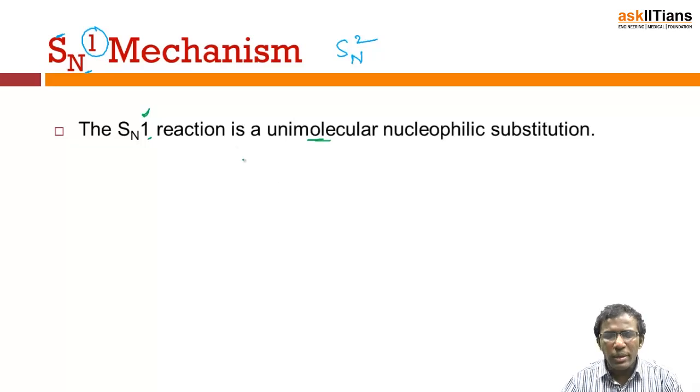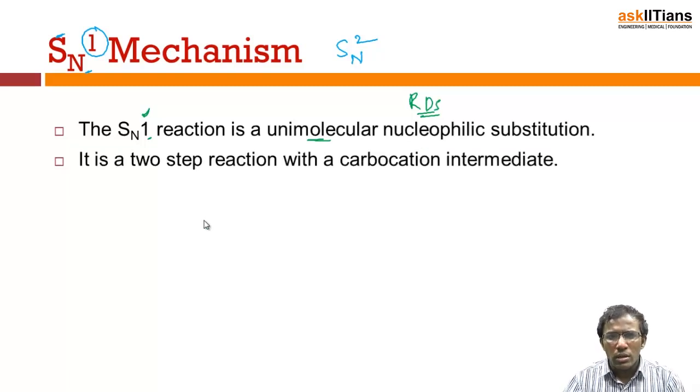So this mechanism is not an elementary reaction. In fact, it goes in 2 steps. We know that the slowest step is known as the rate determining step, RDS. In the rate determining step of this mechanism, only one molecule, one species, is involved. That's why it is a unimolecular reaction. You will know about all these things once we get into the mechanism.